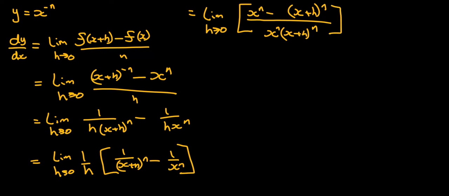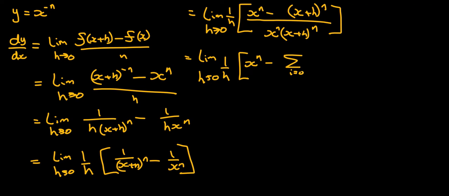Now this helps because it gives us positive powers, which makes the algebra easier. And then on the outside we've got 1 over h. So we've got the limit as h goes to 0 of 1 over h times... okay, so we've got x to the n minus, we use the binomial theorem.